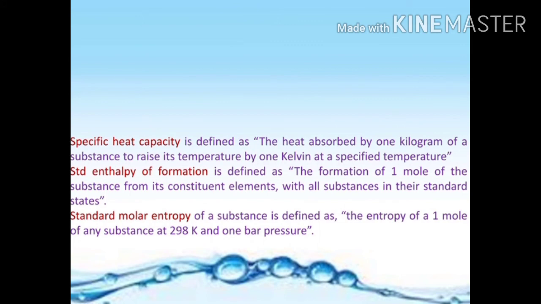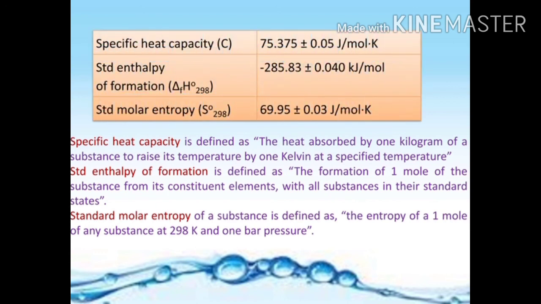Specific heat capacity. Specific heat capacity means the heat absorbed by 1 kilogram of a substance to raise its temperature by 1 Kelvin at a specified temperature. Specific heat capacity value of water is 75.375 joule per mole Kelvin.